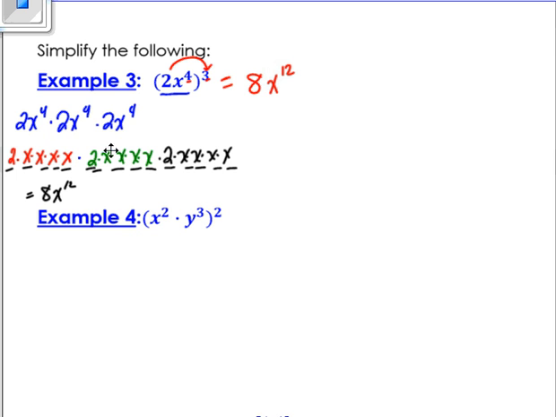So again, I do not expect this. I expect you to know the shortcut. But if you don't know the shortcut, this is always an option.